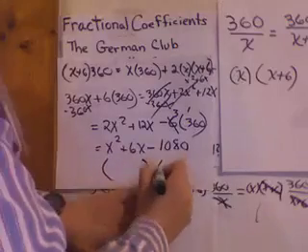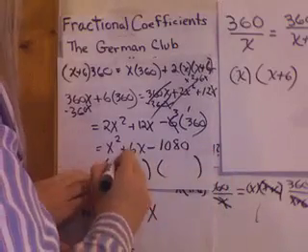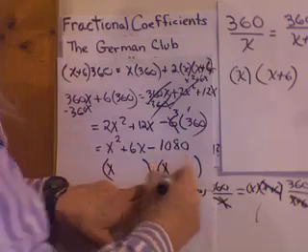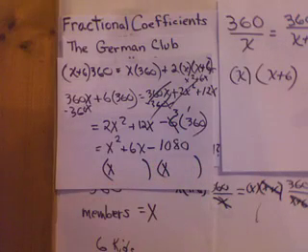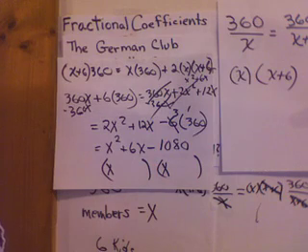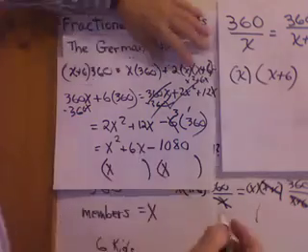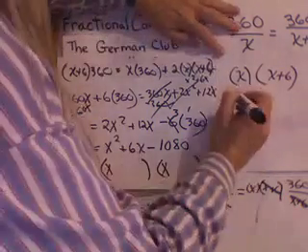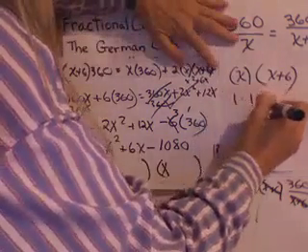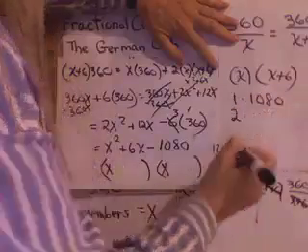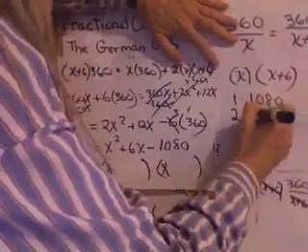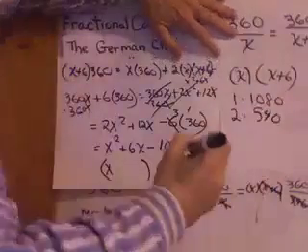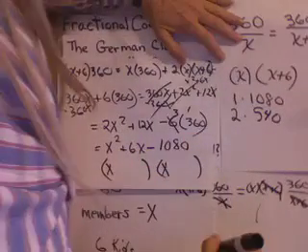Okay, so I have to factor this now. Factors for x squared, x and x, right? Now, what about the rest of it? Can we factor 1080? I don't know about that one. I gotta make a list. 1 times 1080. 2 times 540. I'm getting closer. I need to have a difference of 6 in the middle.